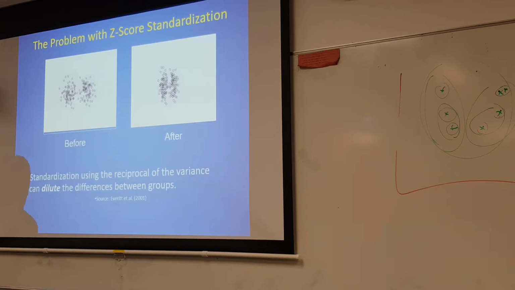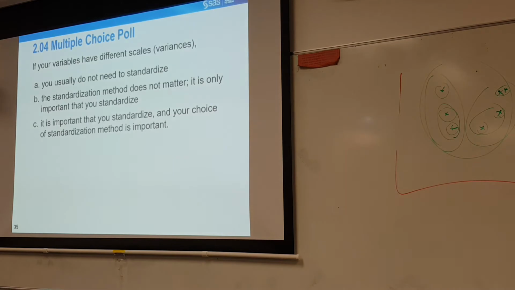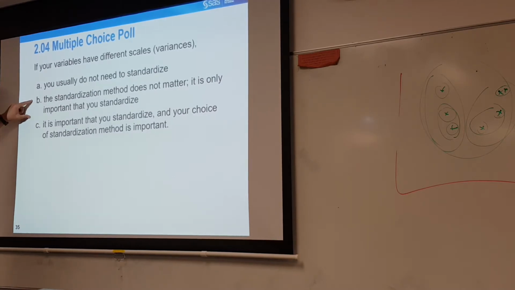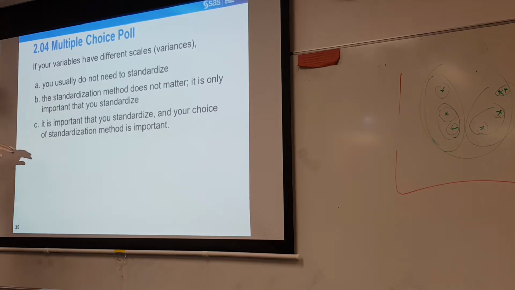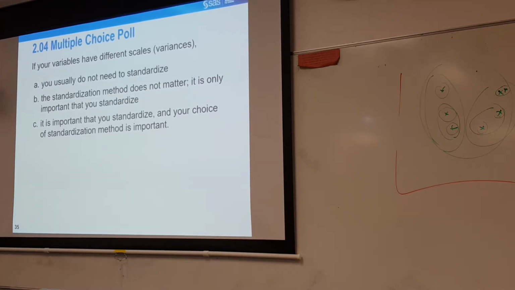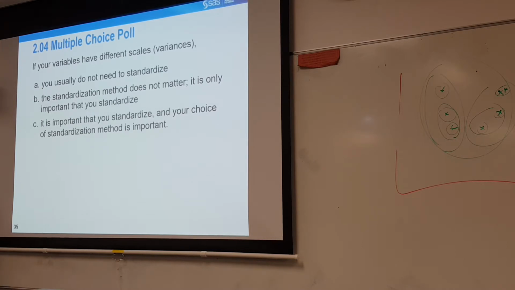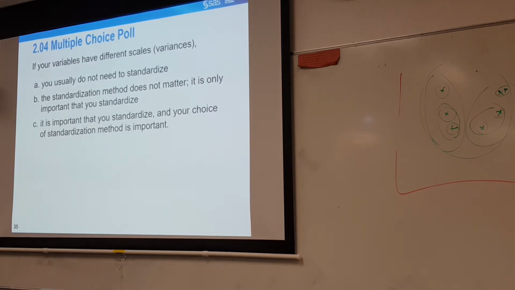Okay, so we'll talk about this. We've already talked about this. So a quick poll: if your variables have different scales, what do you want to do? A, you usually do not need to standardize. B, the standardization doesn't matter, it's only important that you standardize. C, it's important that you standardize, and your choice is actually important. Well, C is the one we have to think about, so hopefully you're going to go with C. It's the only answer.